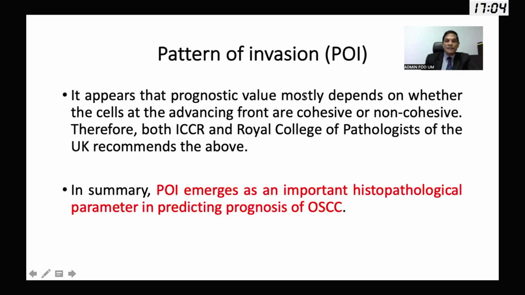Now, because of the value of the pattern of invasion, a lot of databases use it as a core element. Therefore, we in ICCR use pattern of invasion heavily according to those three types I mentioned, and the Royal College of Pathologists of UK also recommends the same, and so do the other datasets like the College of American Pathologists, Royal College of Australia, etc. So they all use pattern of invasion as a predictive histopathological parameter.